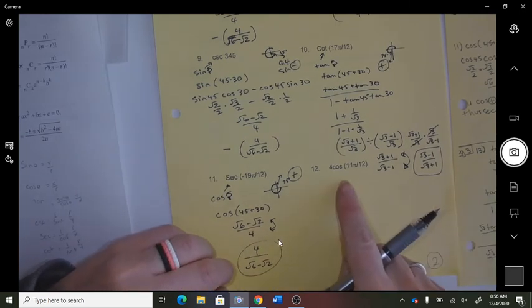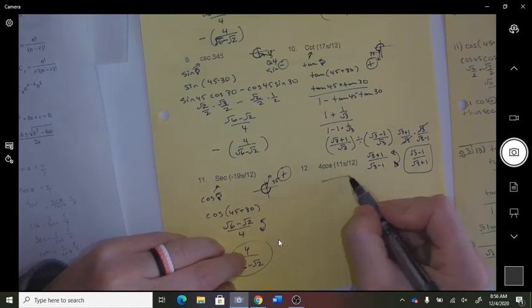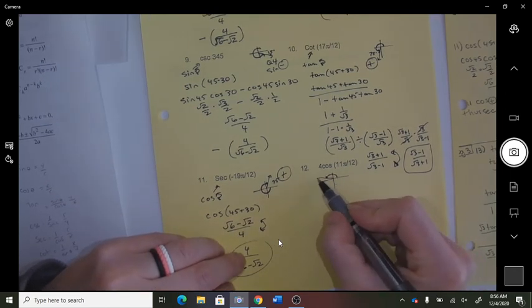Okay, and the last one on this page, 11 pi over 12 is right here.